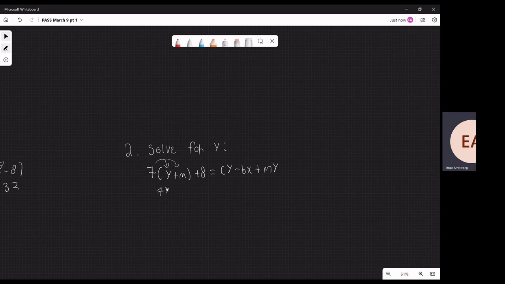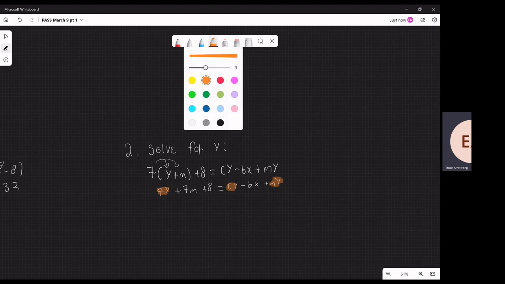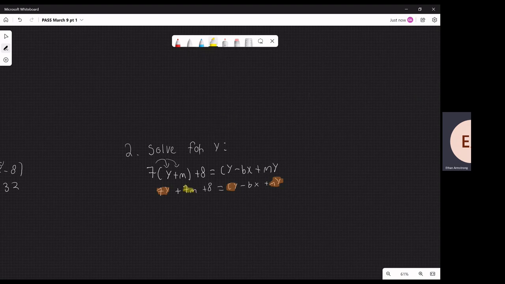So that'll give us 7y plus 7m plus 8 equals cy minus bx plus my. So I'm just going to highlight our terms that have a y in them. So we want to get all these terms on one side of the equation, and all these terms I'm going to put in yellow. We want to have all those on the other side of the equation.